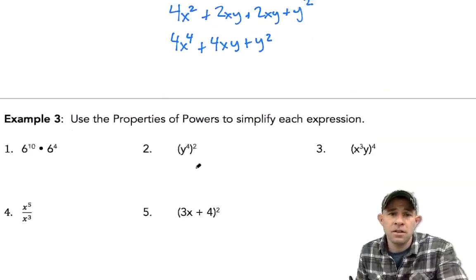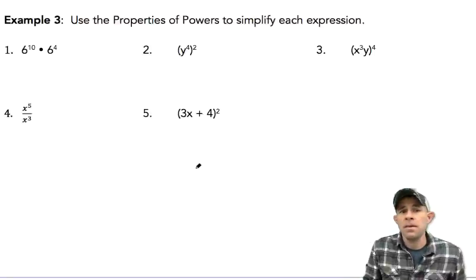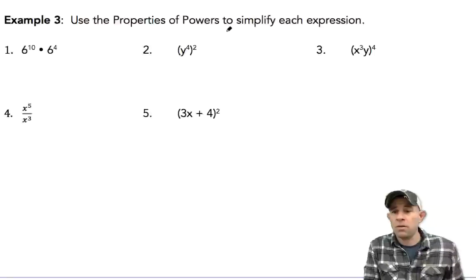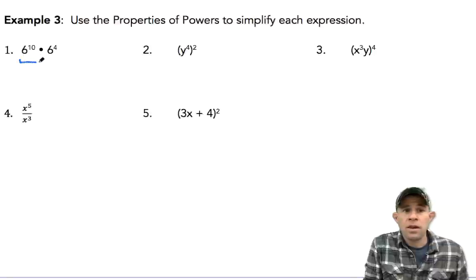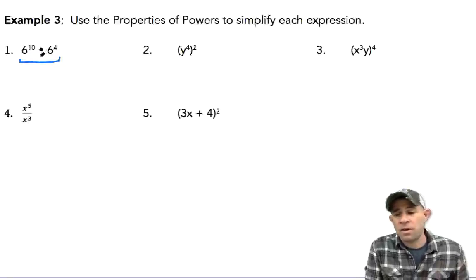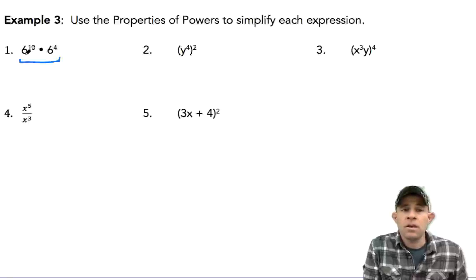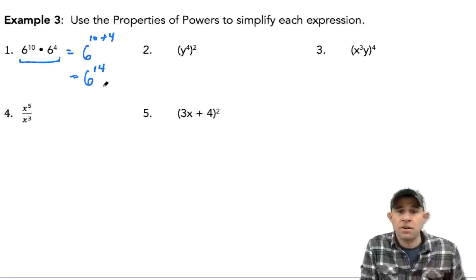All right, let's take a look at a few more examples here. We flip our notes over, we'll see example 3, and it says to use the properties of powers to simplify each expression. Our first one, we are doing a multiplication, so we're going to use our property of powers here, and it says we have the same base. This is going to result in 6 to the 10 plus 4. So this gives us 6 to the 14, and if you want, you can use your calculator to figure out what that result is.